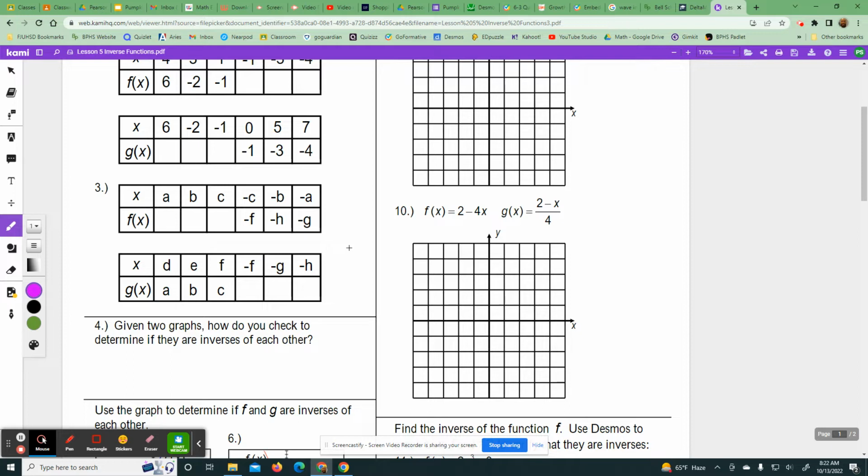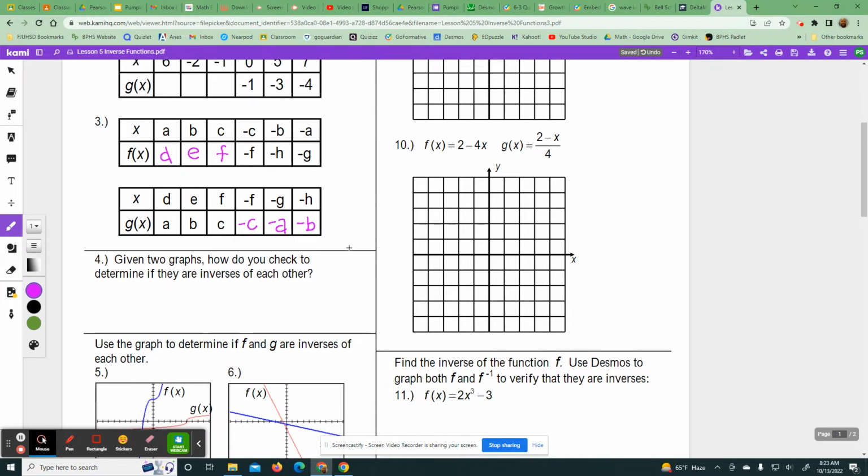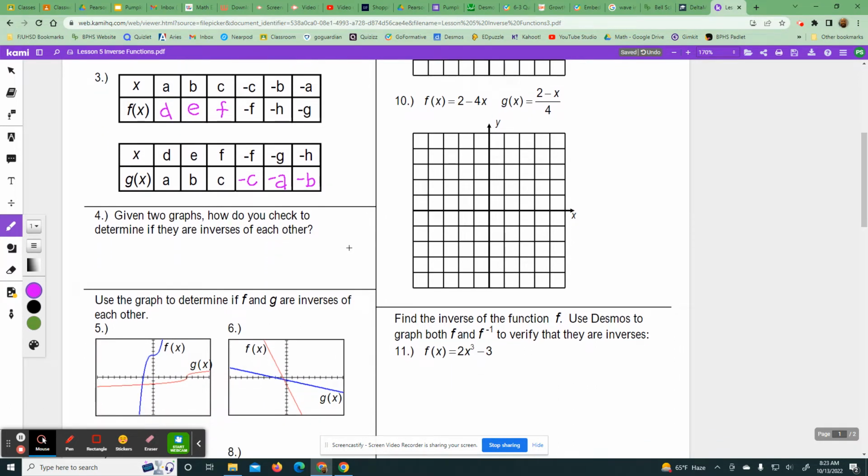So we got the coordinate -c comma -f. Well, the inverse would be -f comma -c. Okay, -a comma -g. If I switch them, it's going to be -g comma -a. And then -b comma h would be -h comma -b. And then that's going to be CF, EE, and AD.